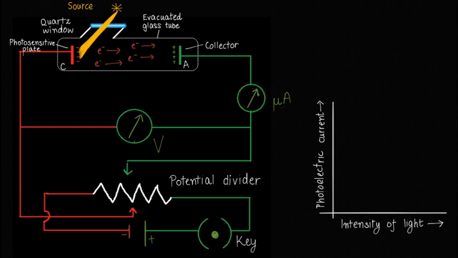So let's plot a graph. On the x-axis, I'll write down the intensity of light. On the y-axis, I'll write down the photoelectric current. So if I increase the intensity of the radiation, what happens? The photocurrent also increases. So you get a linear graph, a straight line graph. As the intensity increases, the photocurrent also increases. So this is your first study of the photoelectric effect, or this is the effect of the intensity of light on the photoelectric current. So this is your first observation.